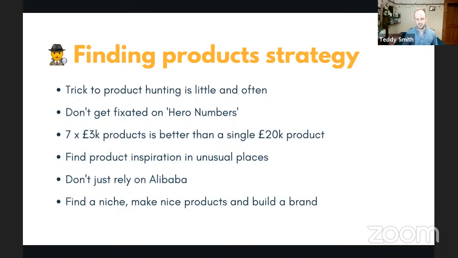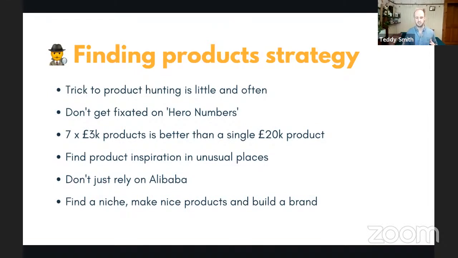Now, the second part of my strategy is not to get fixated by hero numbers. What I mean by hero numbers are the real big numbers that you see on Helium 10 and stuff like that. Now, if you see lots of products making tens of thousands or even hundreds of thousands of pounds or dollars per month, this could be a massive red flag that this could be too competitive. I would much rather have 7 products doing £3,000 a month than one product doing £20,000 a month.